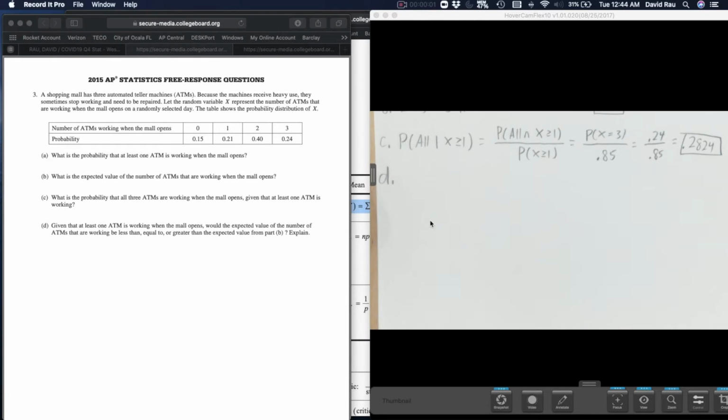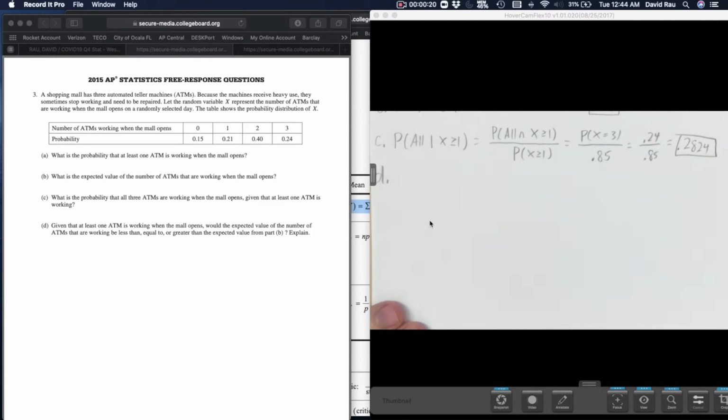Okay, so not gonna lie, on part D, I did end up checking the scoring guideline because I wanted to be sure about what I was going to do. I was on the right track, but I was a little shaky about what was going on in the problem. But here we go. Part D says, given at least one ATM is working, would the expected value of the number of ATMs that are working be less than, equal to, or greater than the expected value of part B?